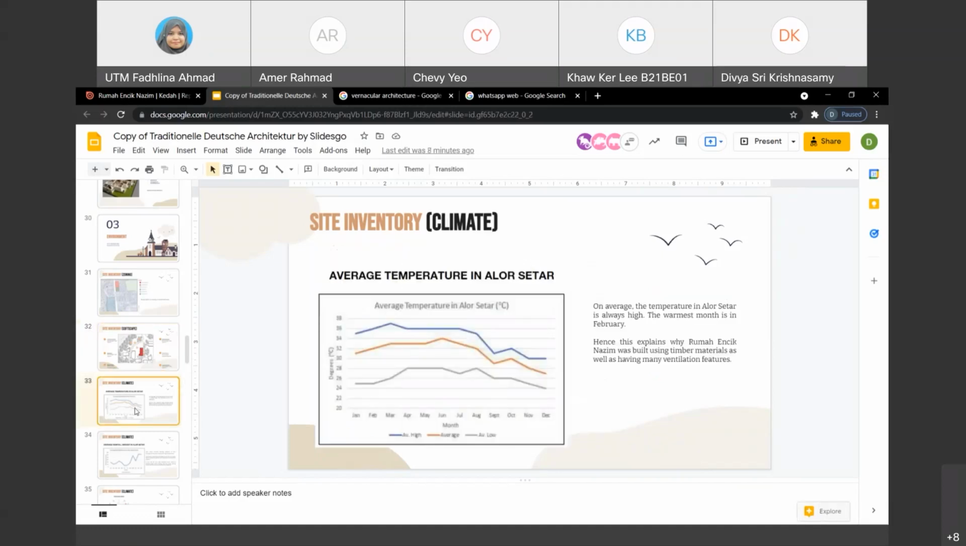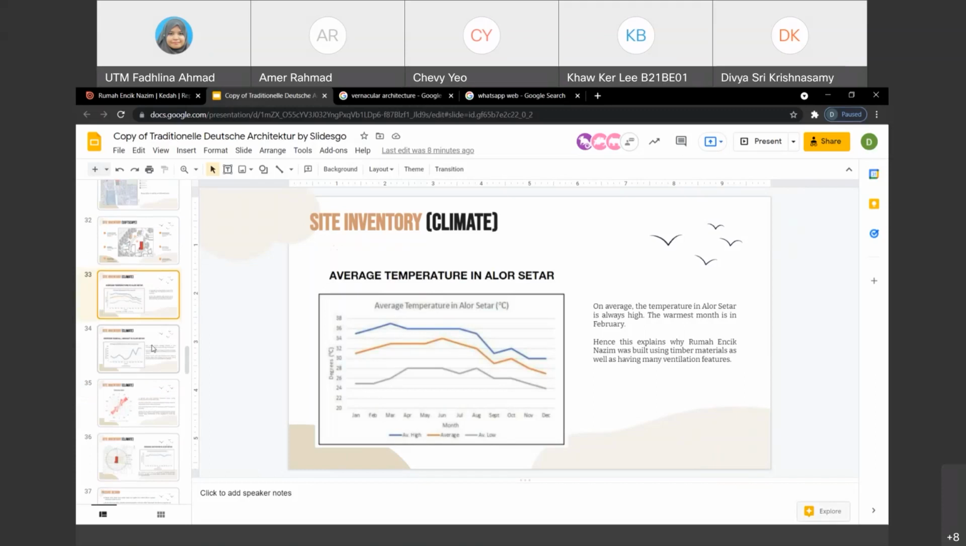So here is the average temperature in Alor Setar. The y axis covers the months, and the x axis the degrees. On average, the temperature in Alor Setar is always high. The warmest month is February. Hence this explains why Rumah Encik Nazim was built using timber materials, as well as having many ventilation features, because the temperature at that location is very high. It's always high.